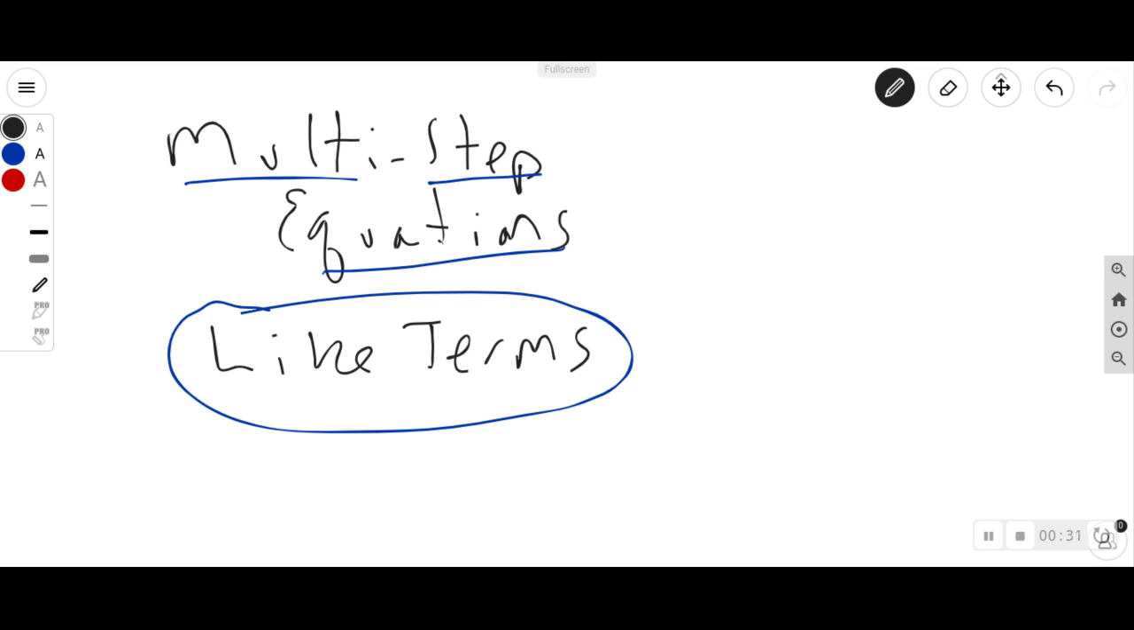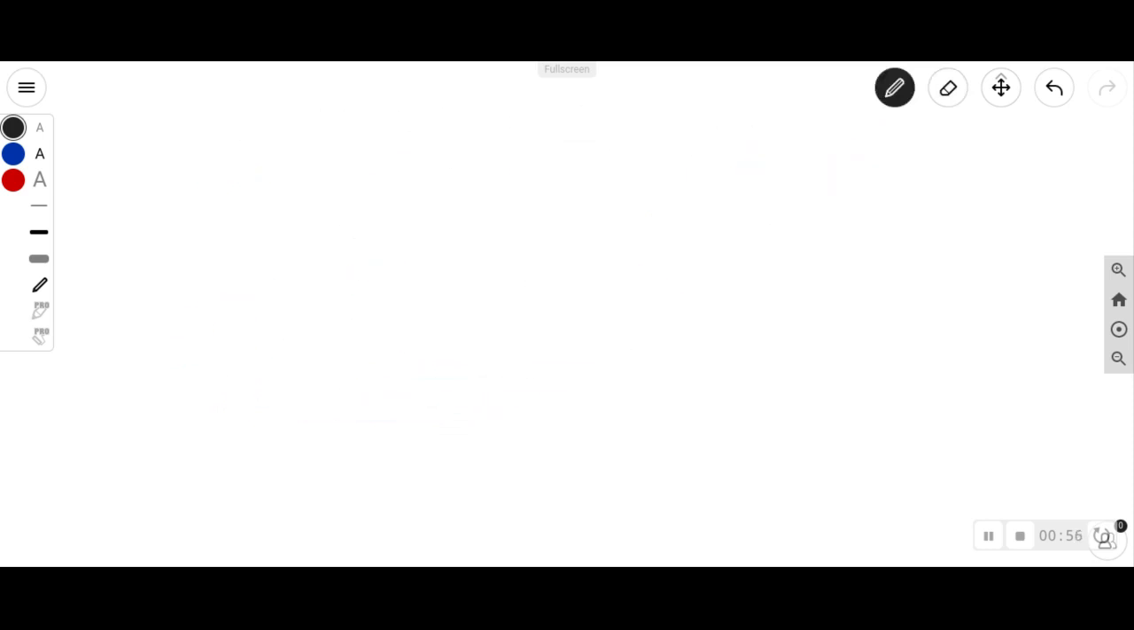All multi-step equations can turn into a two-step. This video is going to focus on multi-step equations including like terms. So first we're going to go over what like terms are, and then we're going to do a couple of examples of equations that we can solve that contain like terms. So let's first look at what like terms are.